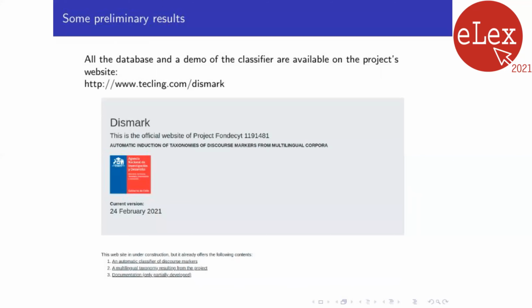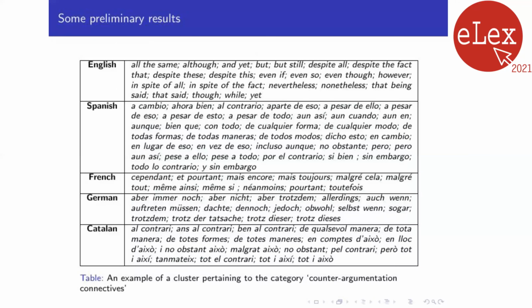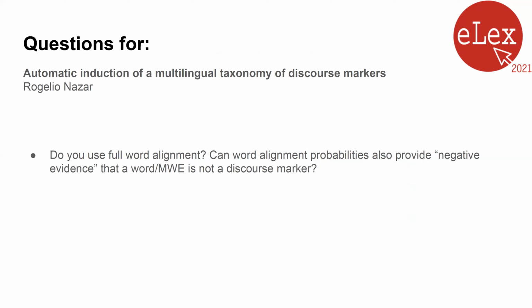So, time for questions. Please put your questions in the chat box. I already have one question for you from your online presentation. In your online presentation, you discuss that you use Opus as a parallel corpus to find all these pairs throughout languages. I wasn't sure whether you do a full word alignment on those Opus corpora. More specifically, whether you also use negative evidence that a word or a multi-word unit is probably not a discourse marker because it's aligned to something that is clearly not a discourse marker.